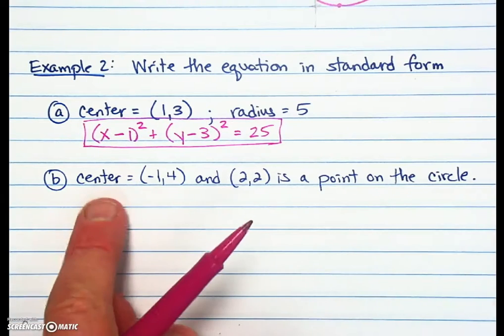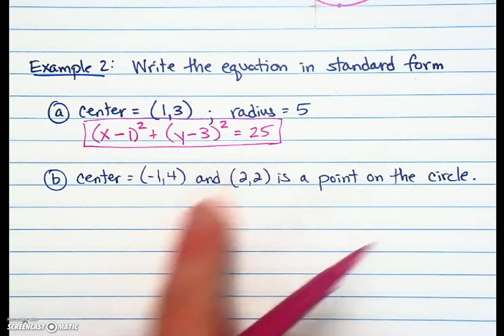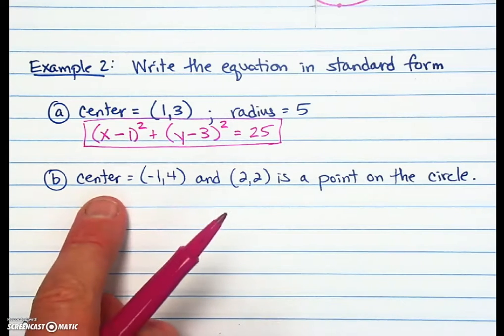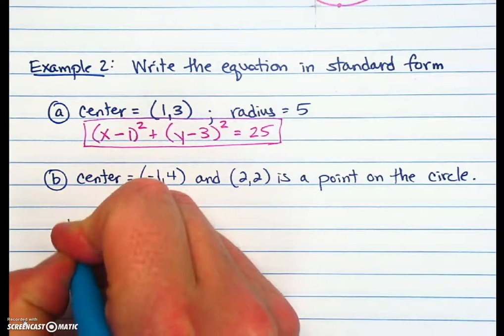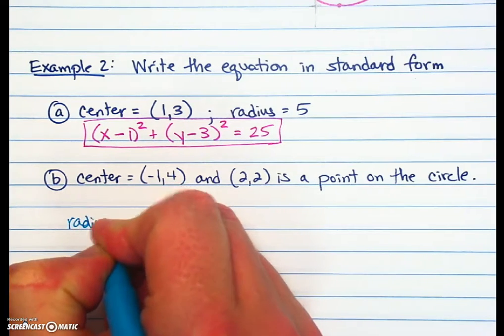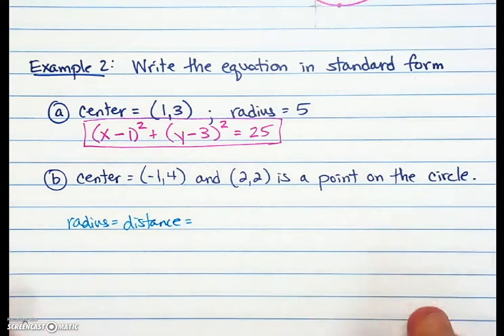But what I do have is the center, and a point that is on the circle. And we know that the radius is the distance from the center to a point on the circle. So, although I don't have my radius, I can find it by using my distance formula. So to find the radius here, what I'm going to use is the distance formula.